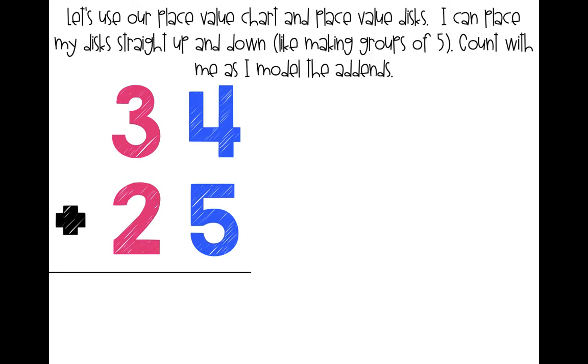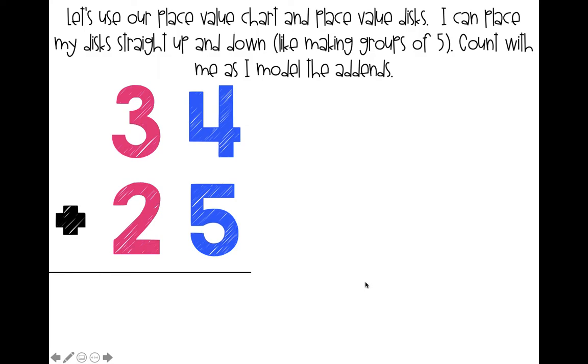We're going to use our place value chart and place value discs to show our work as we add. We can place our discs straight up and down, making groups of 5. So why don't you count with me as I model our addends? Remember, addends is a fancy second grade word for two numbers that we add together. So in this case, our addends are 34 and 25. We are adding those two numbers together.